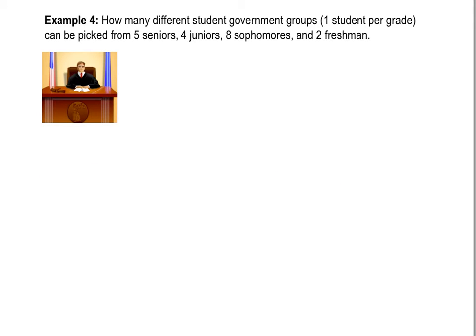Example 4, how many different student government groups, being that there's 1 student per grade, can be picked from 5 seniors, 4 juniors, 8 sophomores, and 2 freshmen? So there's 4 spots, 1 student per grade. So there's going to be a senior pick, a junior, a sophomore, and a freshman. And then we just want to think how many choices there are for each.